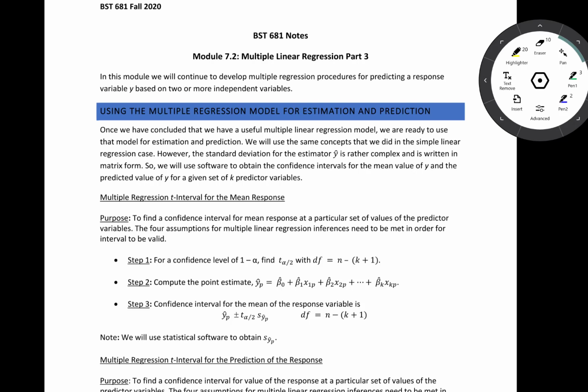However, the standard deviation for the estimator y hat is rather complex, and it is written in matrix form. So if you go back to that module 5, that's one of the reasons that was so important, because that matrix form extends past just simple linear regression. So if we wanted to, we could use that matrix form to find the standard deviation of the estimator y hat. But for right now, we're just going to use software to find these intervals.